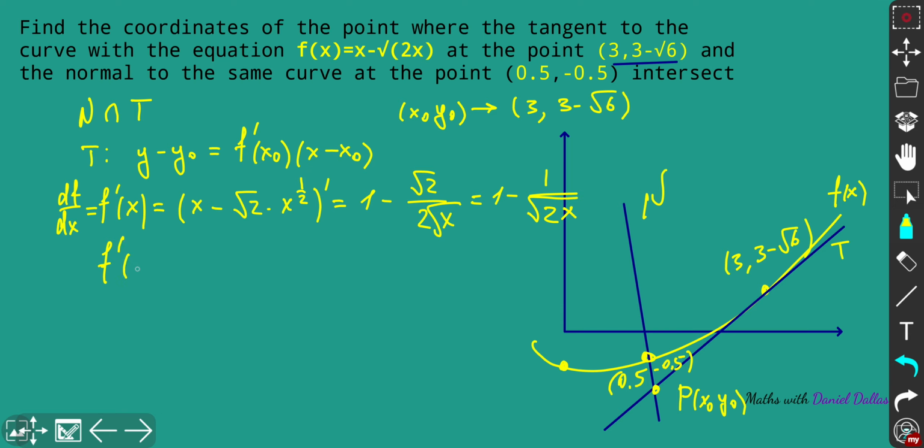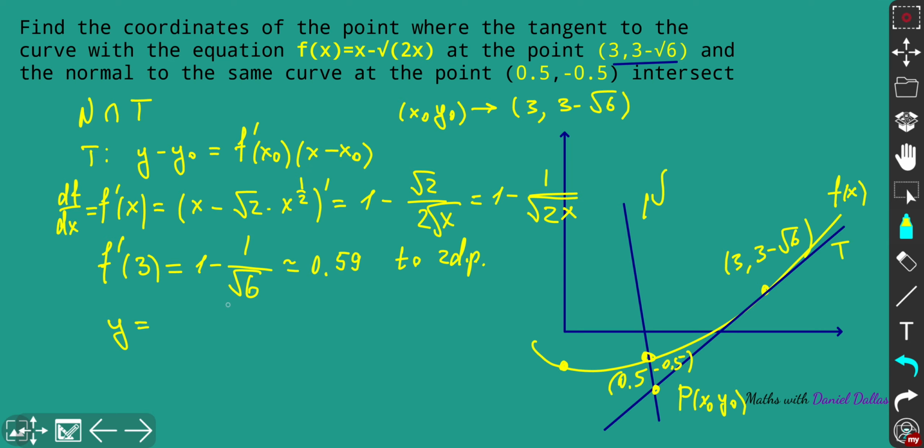So we need to find f prime at 3. First, we just plug 3 in there, and we'll get 1 minus 1 over square root of 6. Then we calculate, so approximately it's going to be around 0.592, but I'll round to 2 decimal places. So to 2 decimal places, all right? So that's f prime.